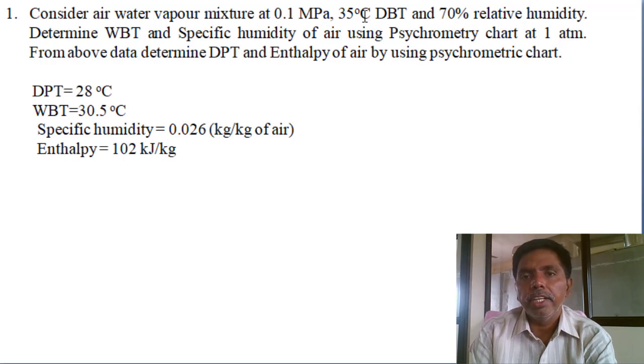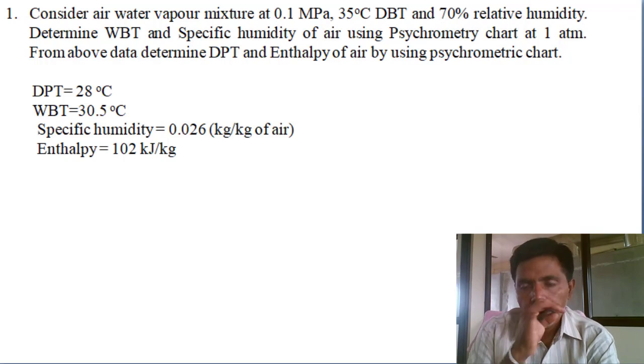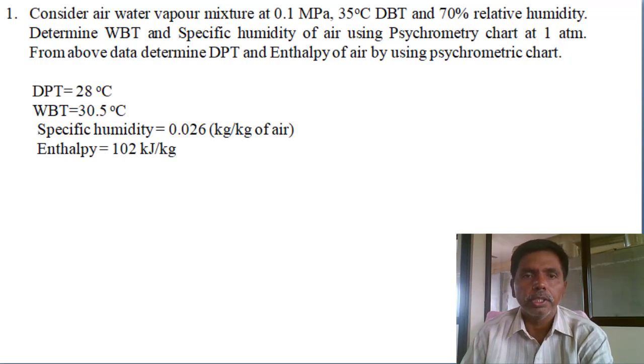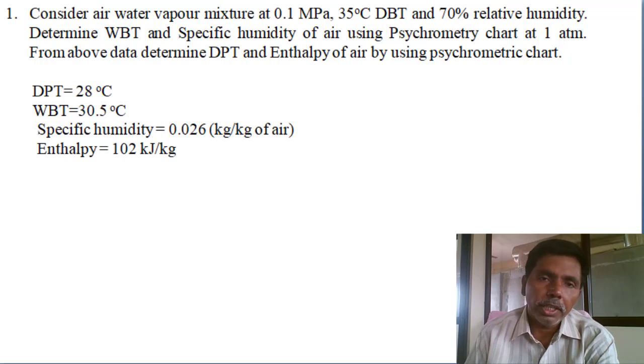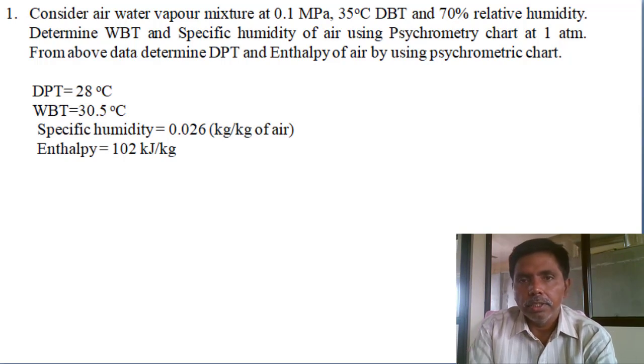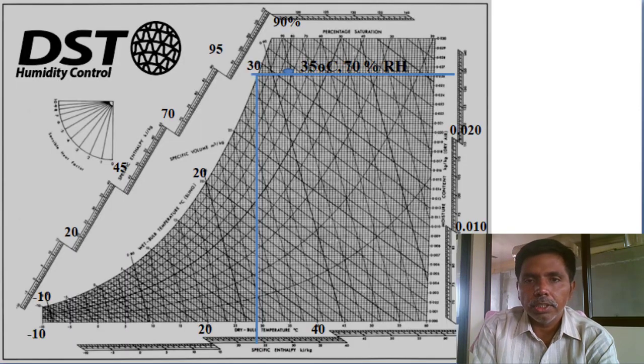And 35 degrees dry bulb temperature and 70% relative humidity. So any two properties they will give in the problem. Here they have given dry bulb temperature and relative humidity. We want to determine the remaining: wet bulb temperature, specific humidity, dew point temperature, enthalpy, all remaining properties.